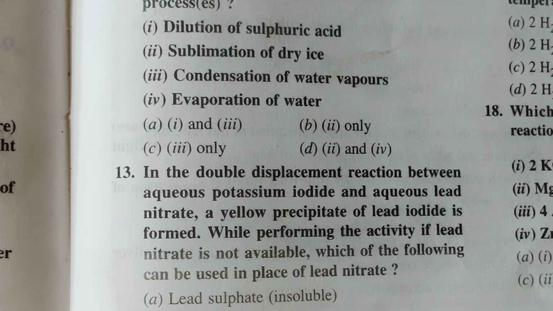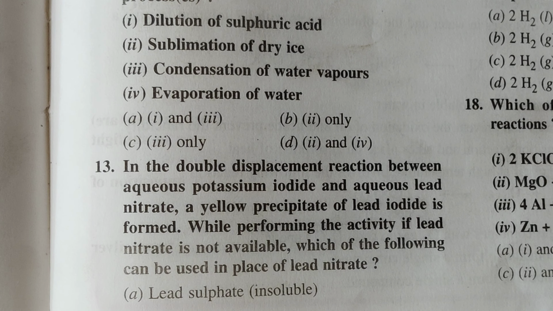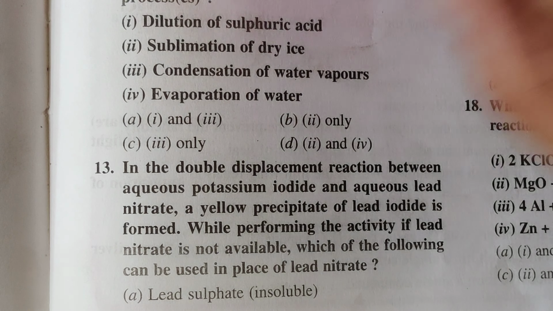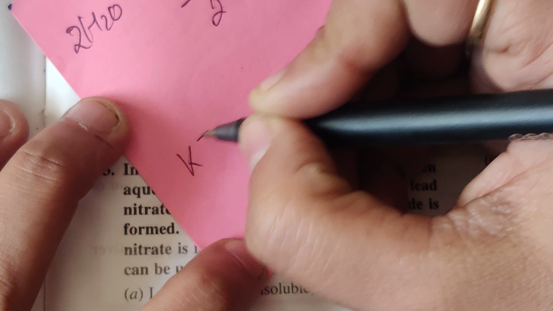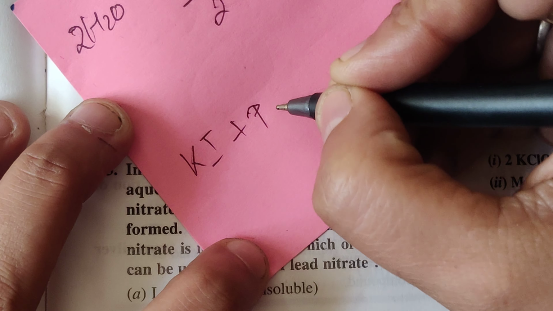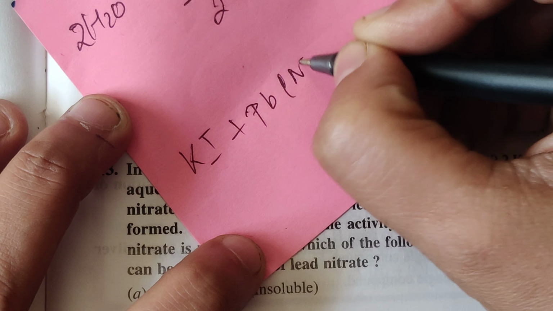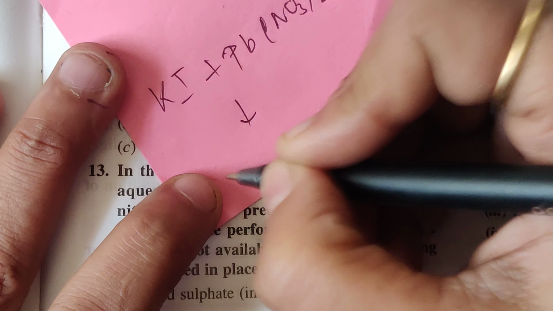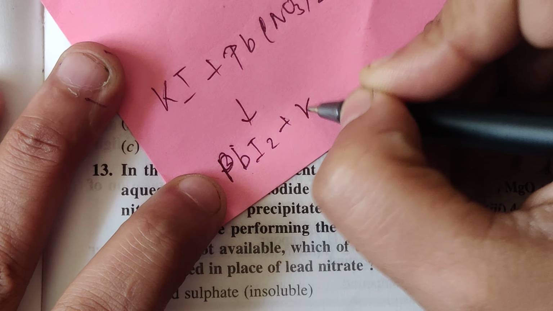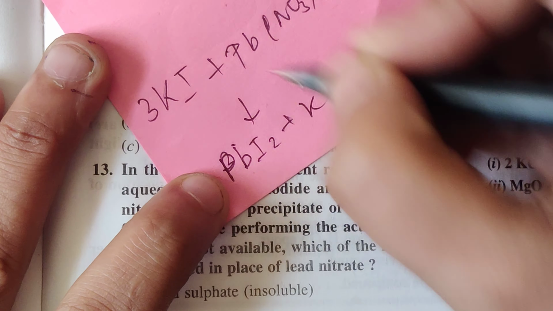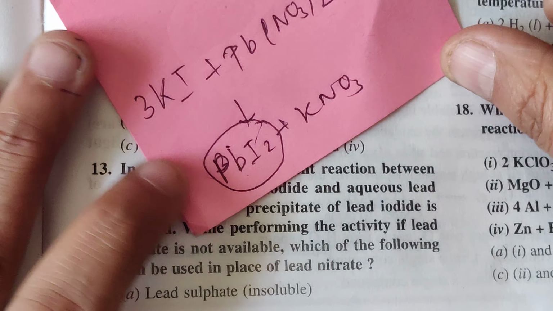Now next is, in the double displacement reaction between the aqueous solution of potassium iodide with aqueous lead nitrate, that is KI plus Pb(NO3)2. So here it will be forming PbI2 plus KNO3. Now this is the general reaction where yellow color precipitate of PbI2 is formed.